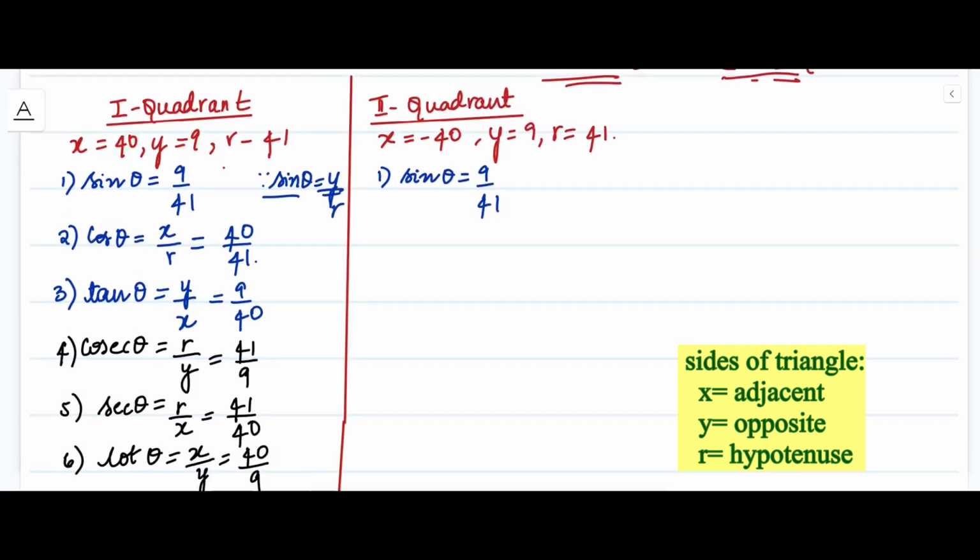Similarly, do for the second quadrant. So you can pause the video and try it by yourself. While substituting, we need to substitute these values. Try it by yourself, come back and check the answer.